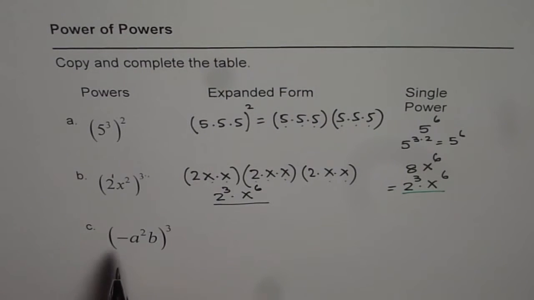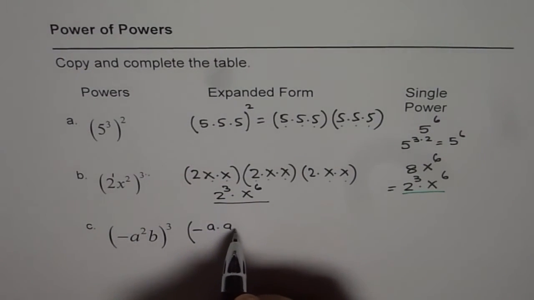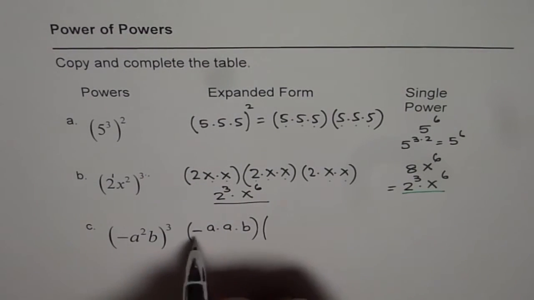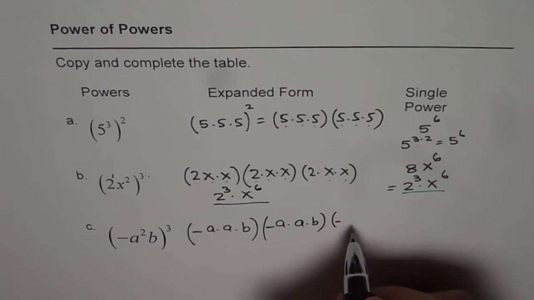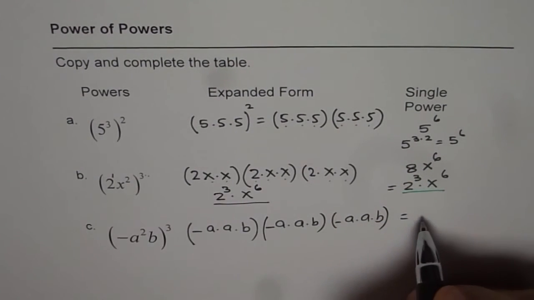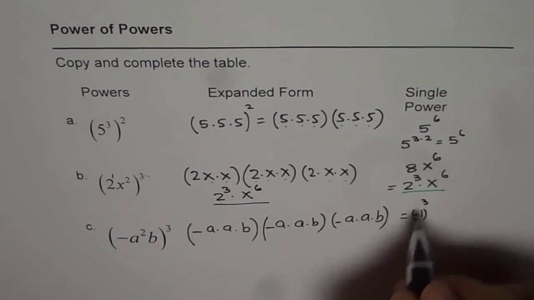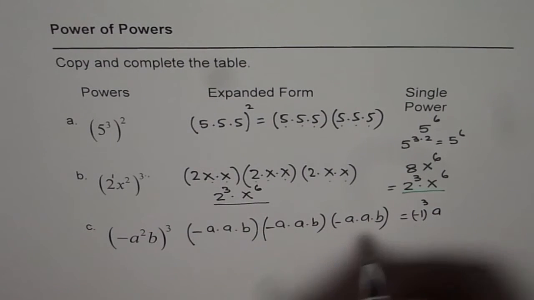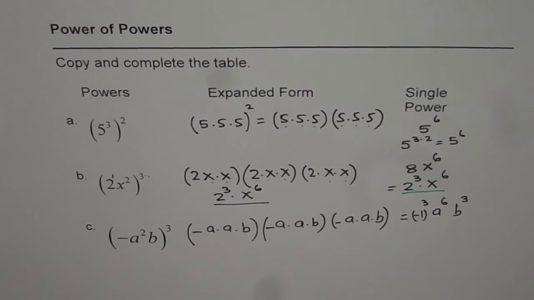Now here it's kind of tricky. We have a negative number involved. So when we say cubed, as we did in the last example, we'll write this as minus a squared, which means a times a, and then we have b. So we have all these three terms with a minus sign. So minus a times b and minus a times b. As a single power, we can write negative 1 to the power of 3, right? So negative 1 to the power of 3, and as far as the a's are concerned, a to the power of 6 and b to the power of 3. So each has a single power, right?